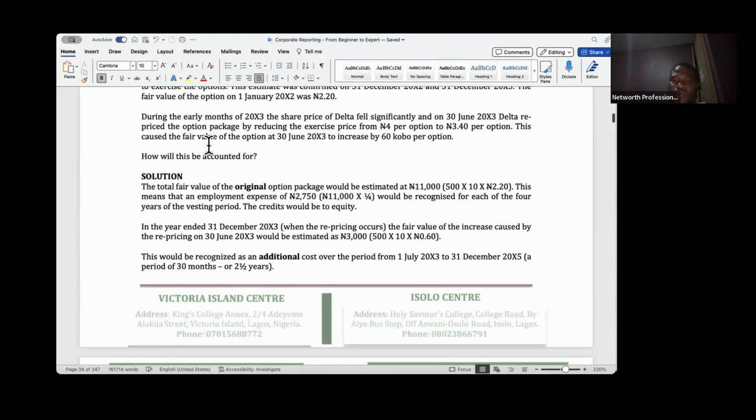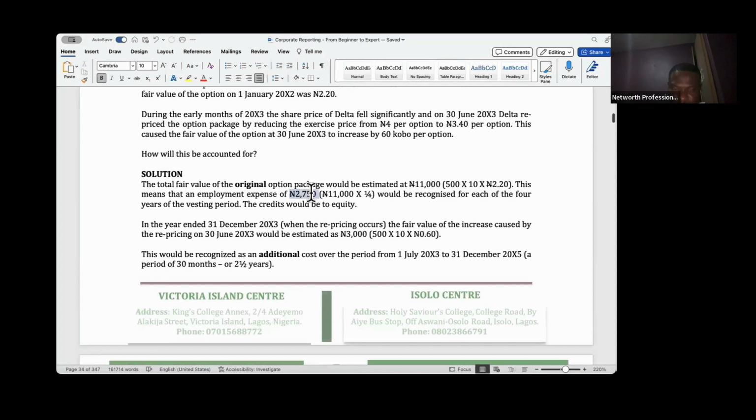So look at it now. In this first year, we have recognized that the total value of this share option is 11,000. Because the employee has worked in the first year, we recognize just 1/4 of it. So we now recognize 2,750. The other leg goes to reserve. In the second year, the employer says that I'm not continuing.